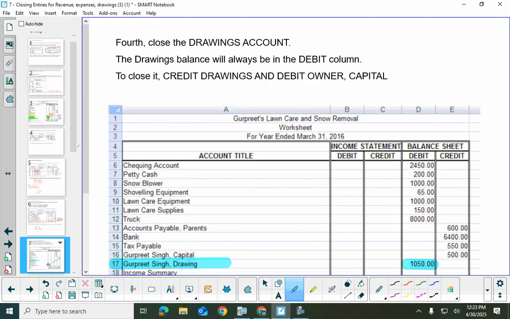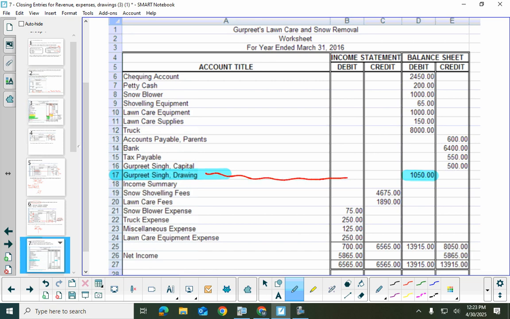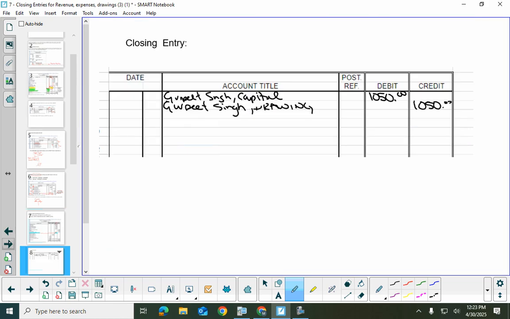The last thing you have to close is drawings. So if you go back and look at the drawings line, the drawings line has a debit of 1,050. So if it has a debit balance of 1,050, we close it out by crediting. Okay. So I had to handwrite it in here. So we're going to credit drawings 1,050. And then again, don't use income summary. You're going to use capital.